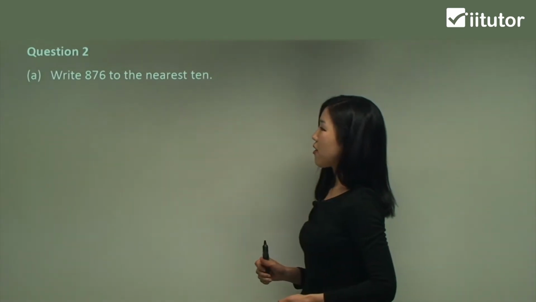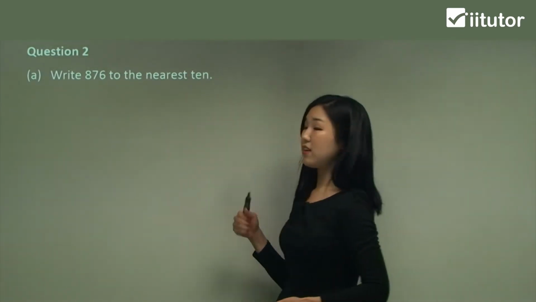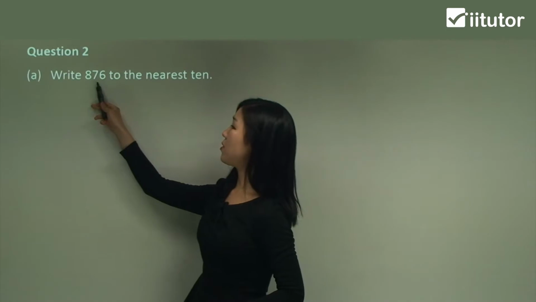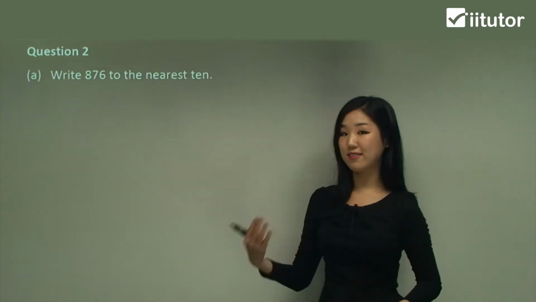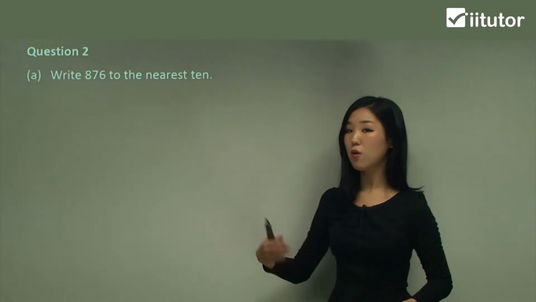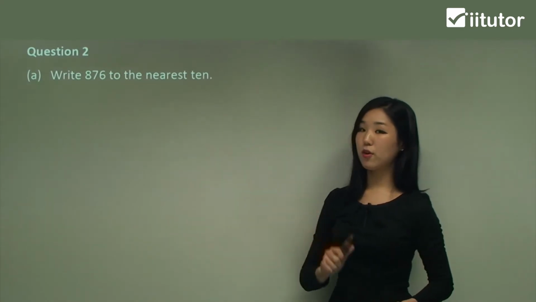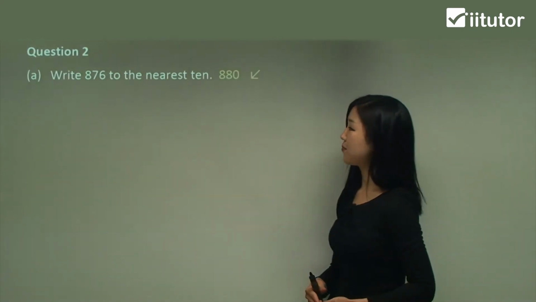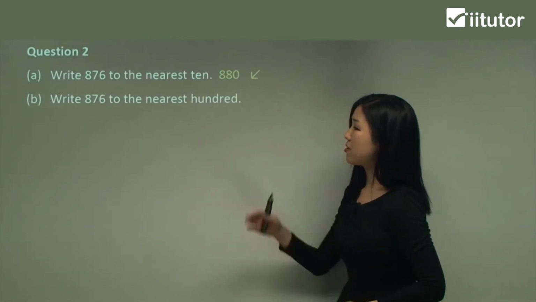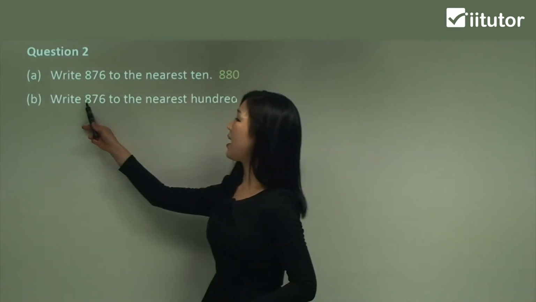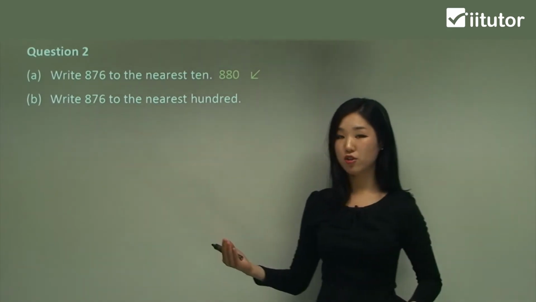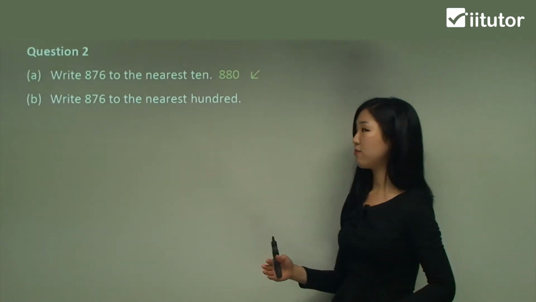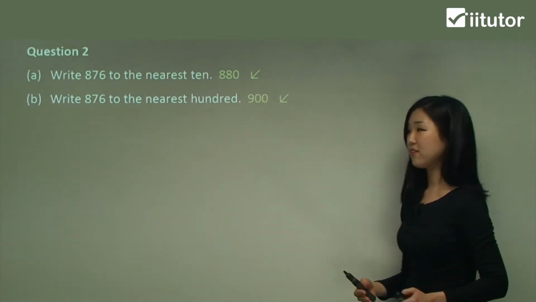Question 2, write 876 to the nearest 10. So again, we look at the last 2 numbers, 76. Is that closer to 70 or 80? Hopefully all of you said 80 because the answer is 880. Okay? Write the same number to the nearest 100. Again, 876. Is it closer to 800 or 900? Must be closer to 900.